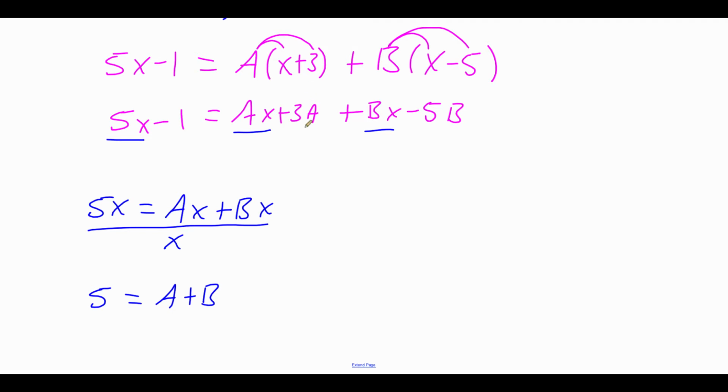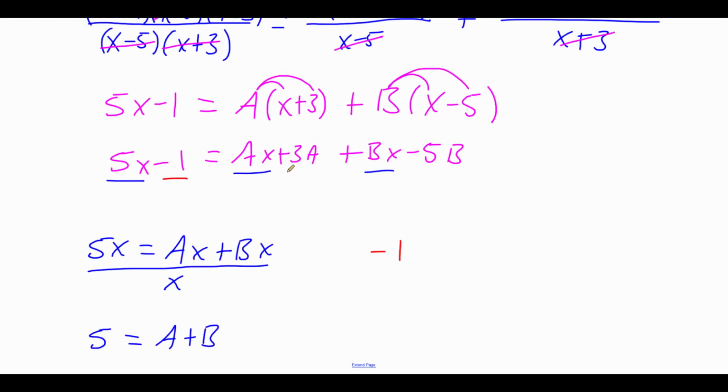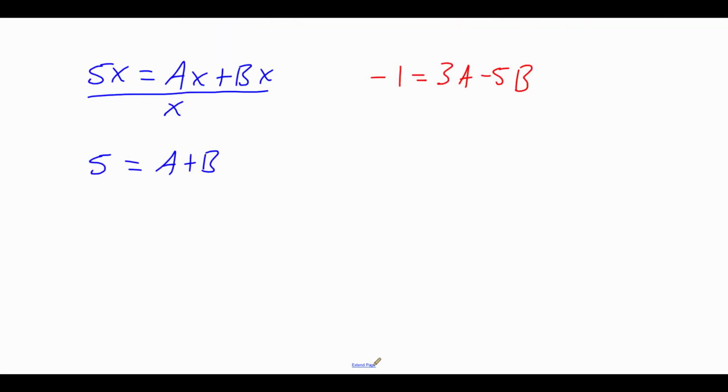And then what we're going to look at is all of our things that don't have x's in them. So on the left-hand side, we have that negative 1. On the right-hand side, we have that 3a minus 5b. Now these two equations right here are what we're going to use to solve to find our a and b values. Now we can either do this using substitution, we can do this using elimination, or we could use some matrices to help us solve this. And it really doesn't matter which way you do it, it's more of just a preference thing. I'm going to do elimination on this first one.